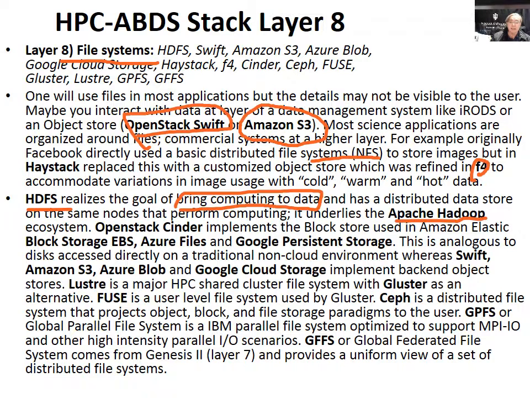OpenStack has Cinder, which implements the block store used in the Amazon Elastic Block Store, and the Azure files and Google persistent storage. These are analogous to disks directly accessed on a computer in a non-cloud environment. And we've already mentioned Swift and S3 and Azure blobs and Google Cloud Storage, which implement back-end object stores.